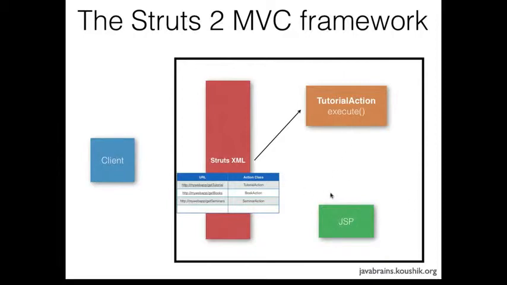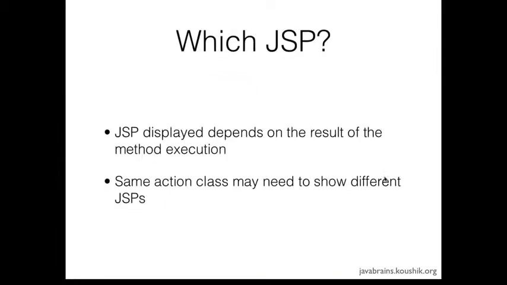So there are 3 different JSPs that you would want this tutorial action to possibly redirect to. Of course, in one request, it's going to be just one JSP, but there are 3 different conditions, and there is a possibility that this execute method could redirect to 3 different JSPs in this scenario. So how do you deal with that? So the problem here is a JSP displayed depends on the result of the method execution, and then the same class may need to show different JSPs depending on different conditions.